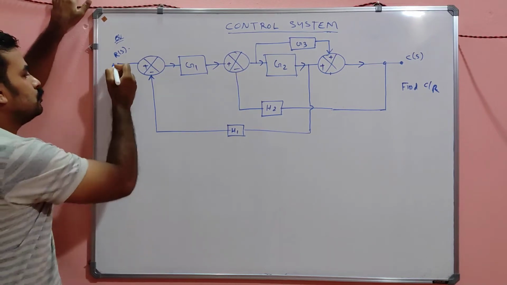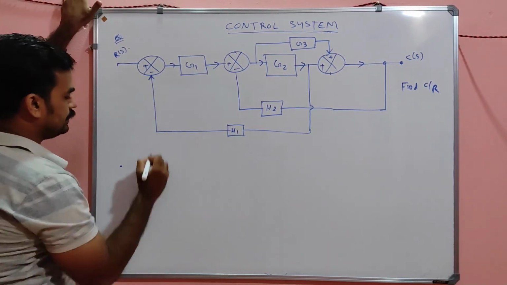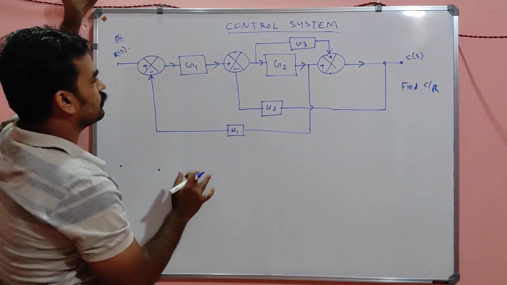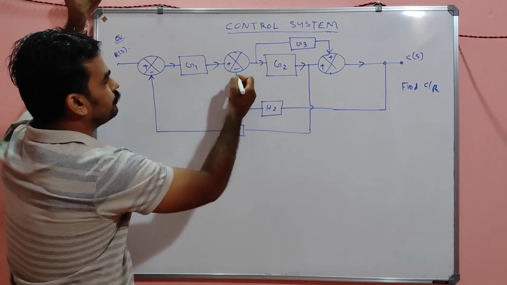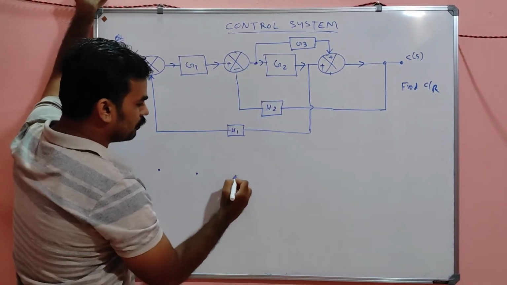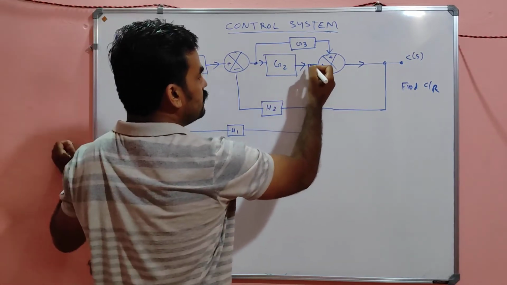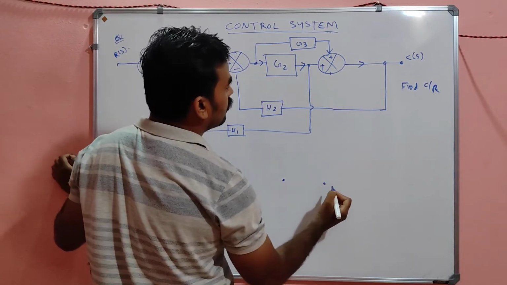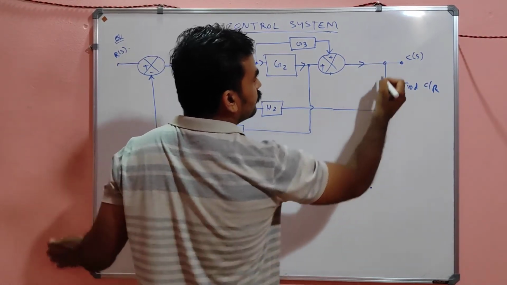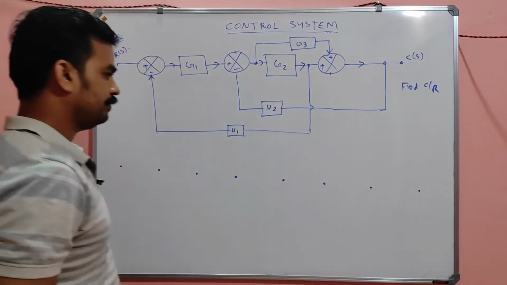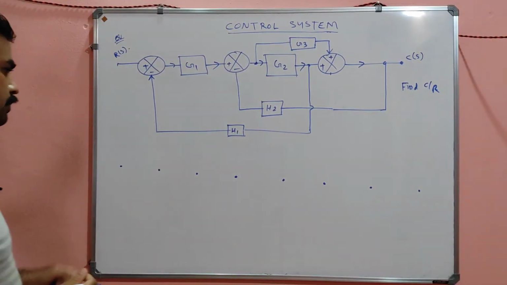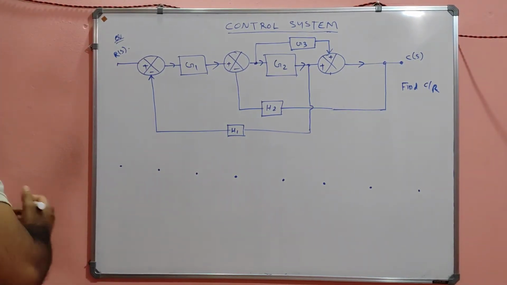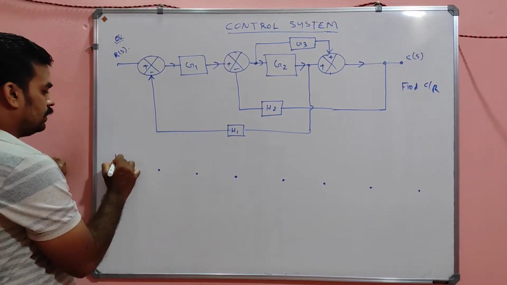Listen, this is one node, correct? This is another node, correct? Sorry, this G1 is not considered. This is another node, correct? This is one node. This is again one node, because it is a take-off point. The summing point is another node, correct? This is one node, and the output is also one node. So these many nodes are there: 2, 4, 6 and 8 nodes. And this is R and this is C.